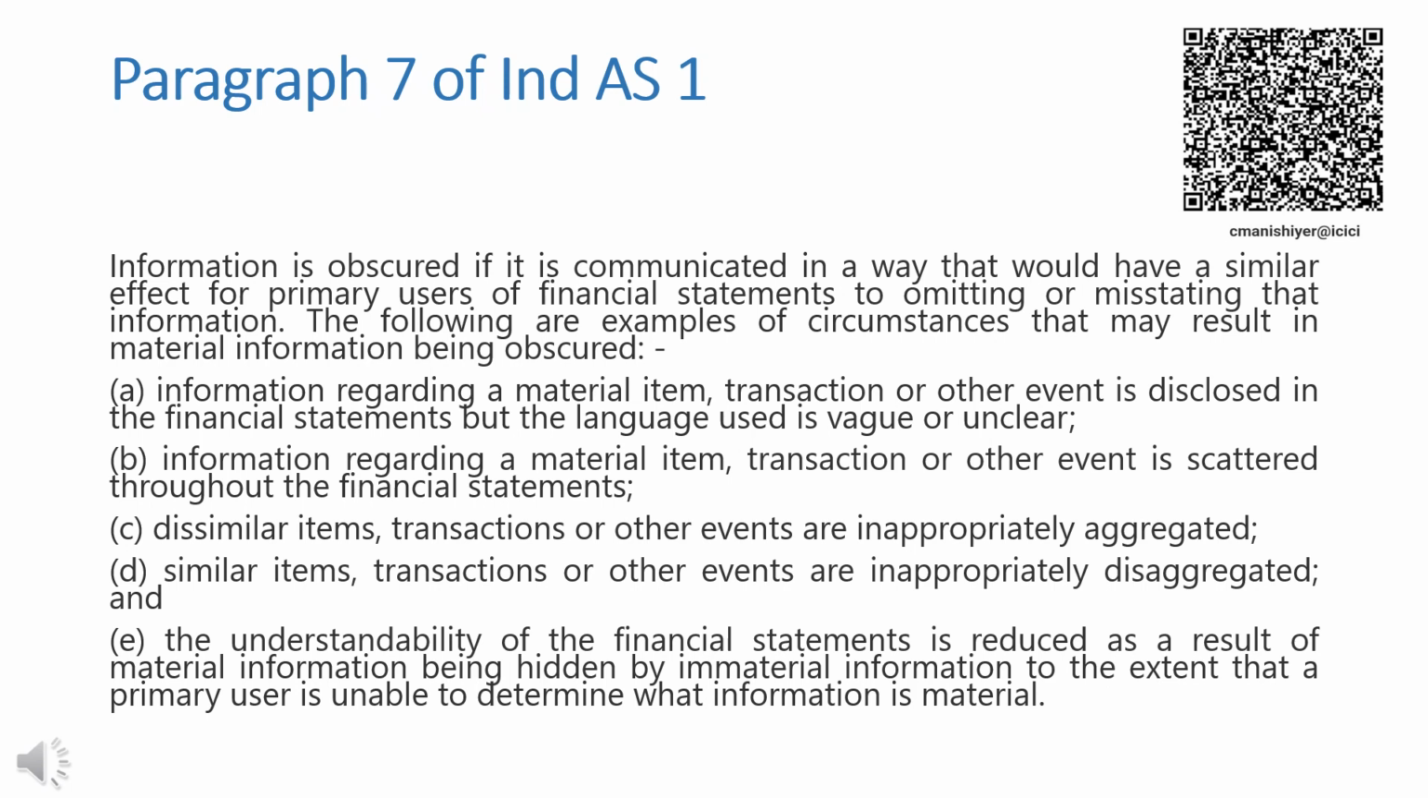Paragraph 7 of Ind AS 1 explains which information is said to be obscuring. One of the examples of circumstances that may result in material information being obscured is when dissimilar items, transactions, or other events are inappropriately aggregated. In the given case, the company has inappropriately aggregated cash equivalent with investment. Therefore, the company has presented the balance sheet and notes in an obscuring manner.